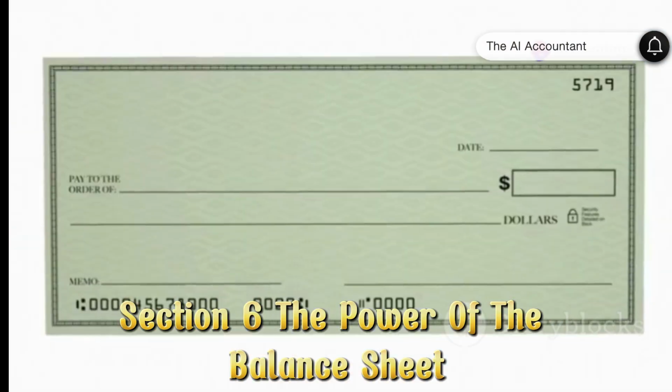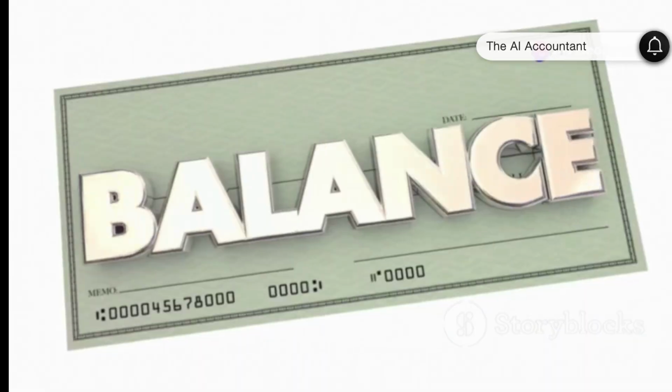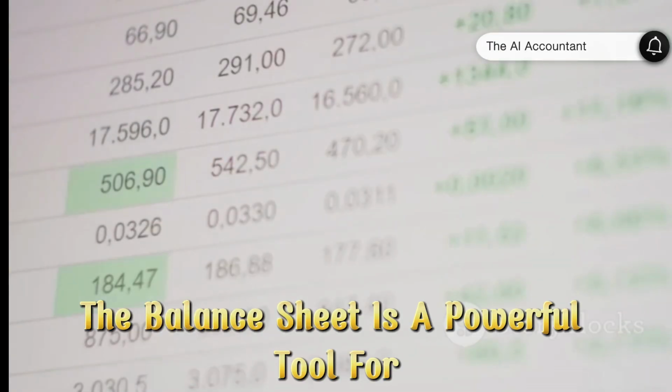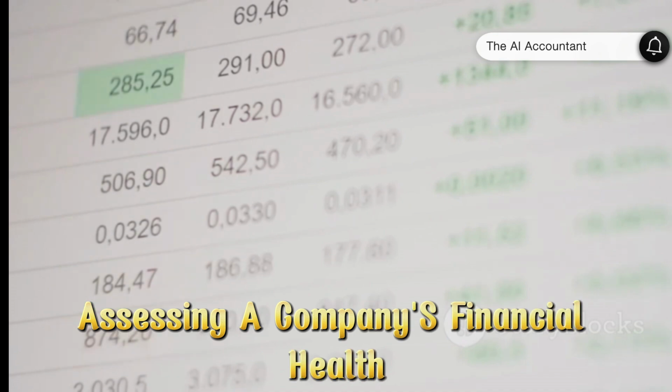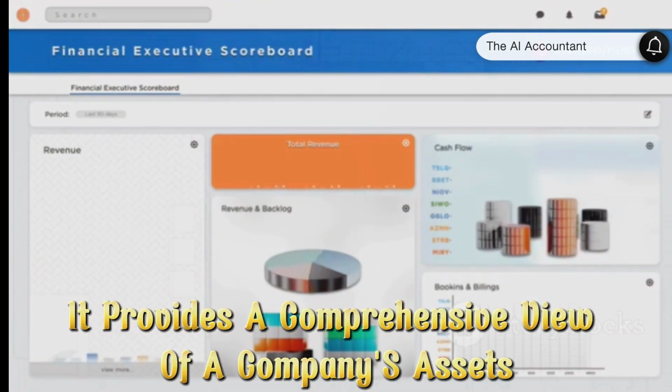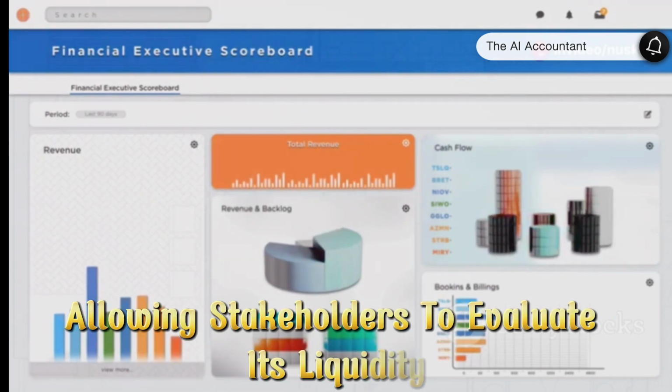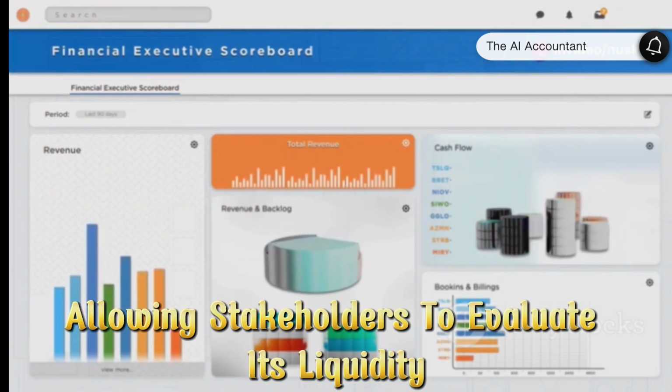Section 6. The power of the balance sheet. Financial health at a glance. The balance sheet is a powerful tool for assessing a company's financial health. It provides a comprehensive view of a company's assets, liabilities, and equity, allowing stakeholders to evaluate its liquidity, solvency, and capital structure.